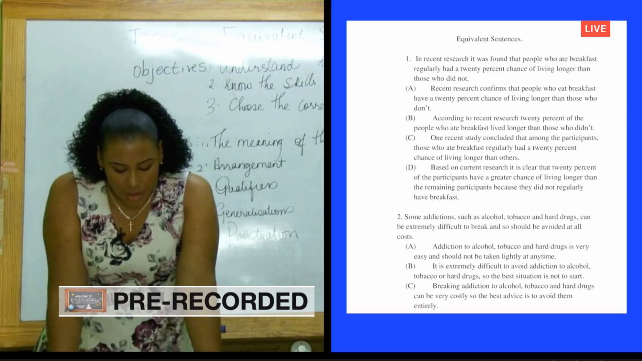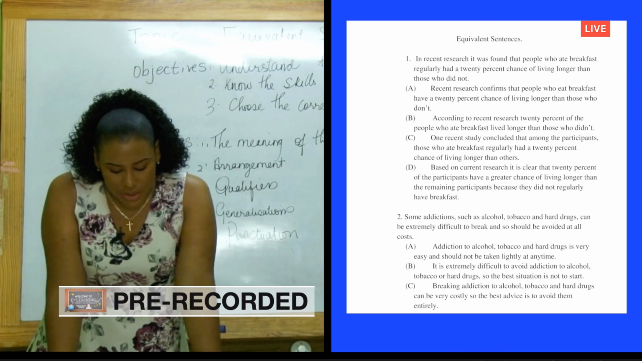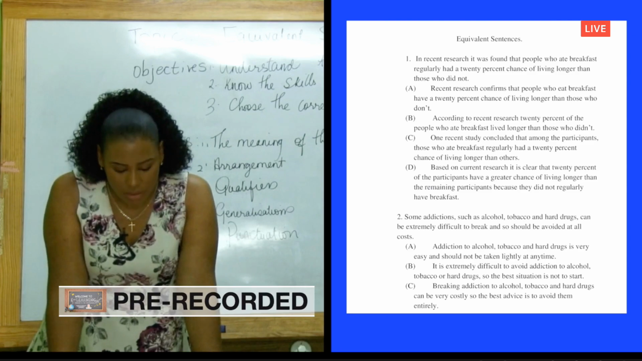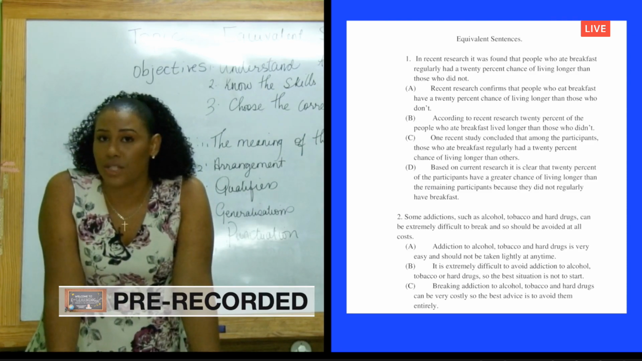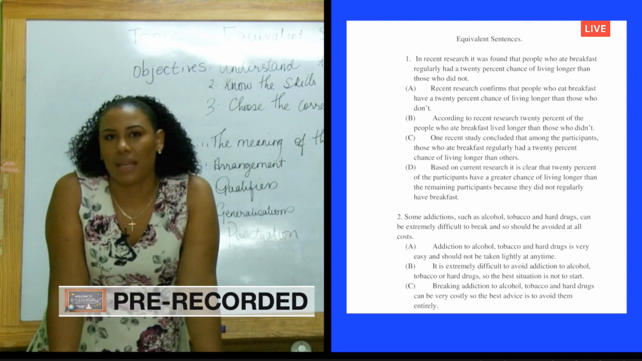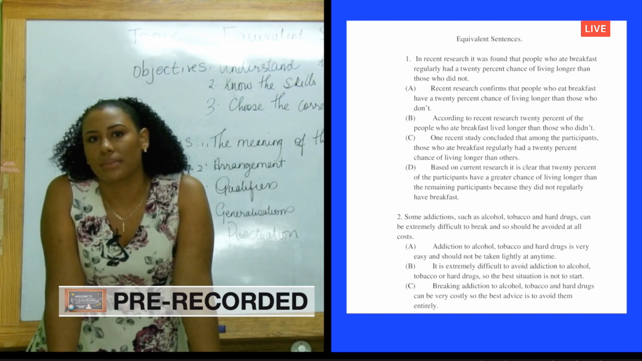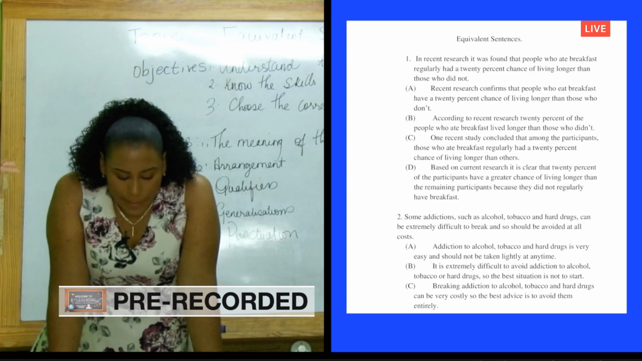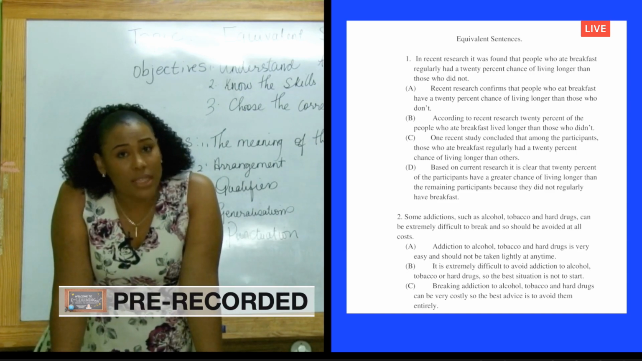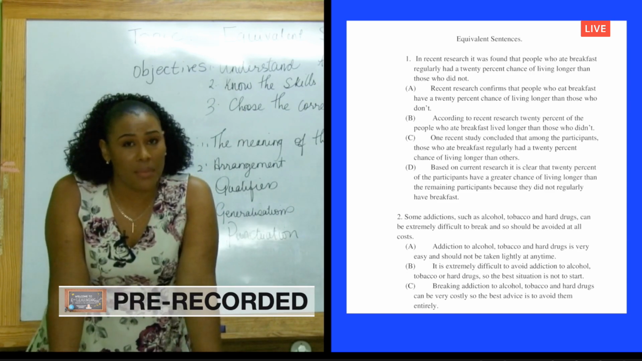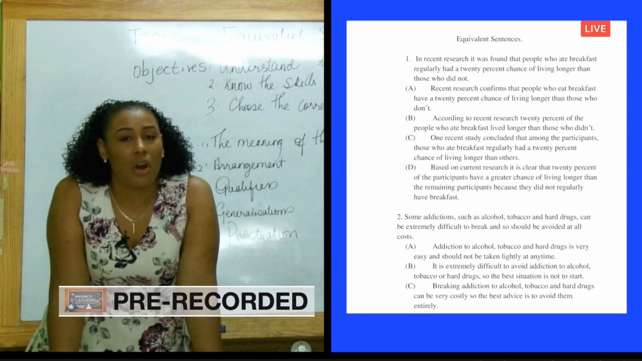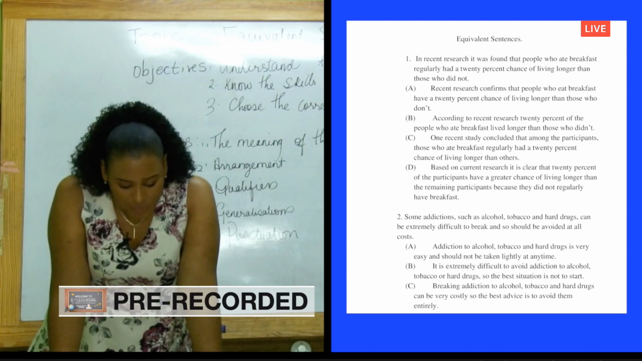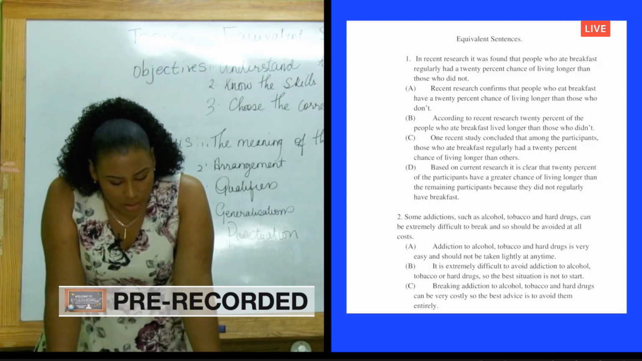So let's look at the second sentence. Some addictions, such as alcohol, tobacco, and hard drugs, can be extremely difficult to break and so should be avoided at all costs. That's the original. Let's take a minute and reread that sentence. Now let's look at the options. Remember, rereading for understanding is very important in this section.